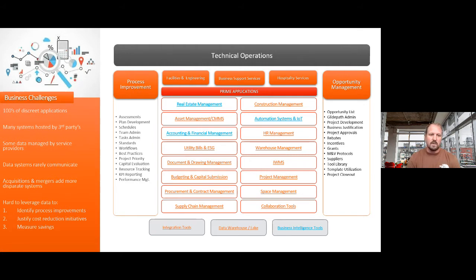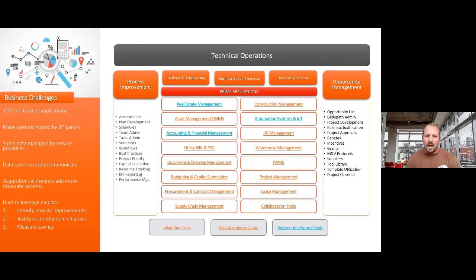So with this disparate configuration or fragmented environment, it's hard to identify process improvement opportunities. It's hard to justify the cost reduction initiatives. Why are we going to make this change? What's the impact technically, operationally, and financially? And then how do you measure the savings of these initiatives if this data isn't connected?